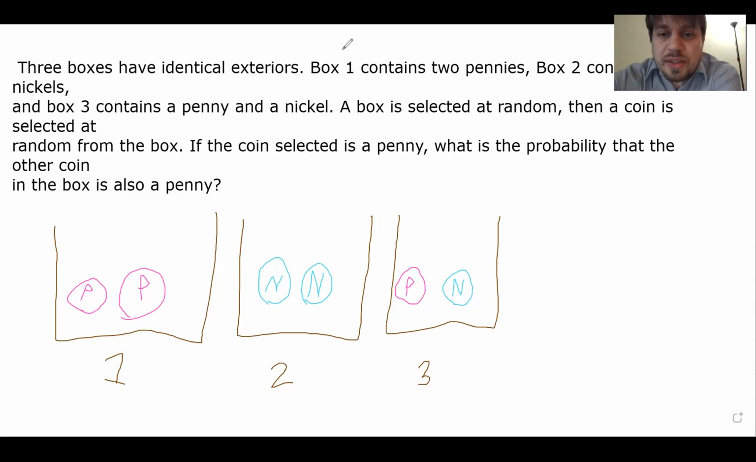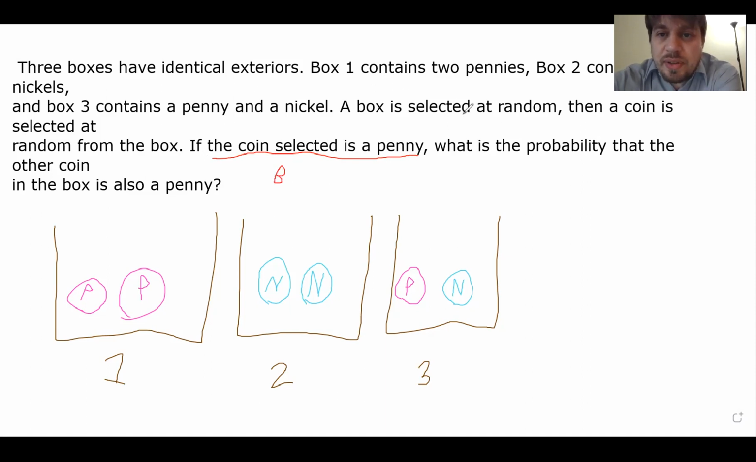we're looking at 2 events here. So it says if the coin selected is a penny. So I'm going to make this an event, and I'm going to call this event P. Actually, I'll call this event A. Let's call this B, okay, for reasons you'll see later.